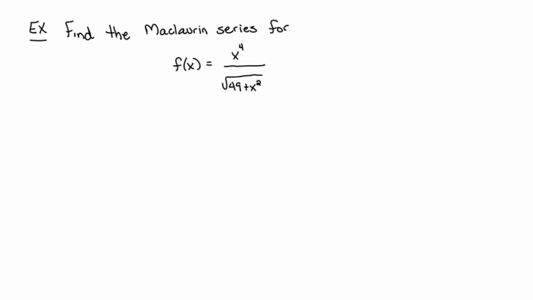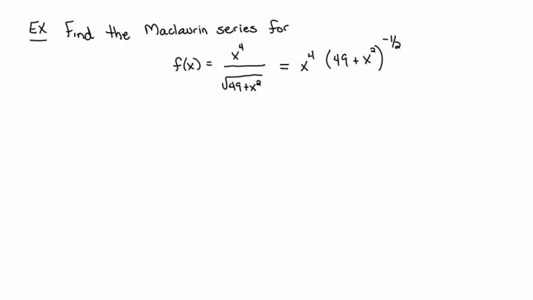Now, why would I say that we need to use the binomial theorem here? It is because this is actually x to the fourth times the quantity 49 plus x squared to a power. And the power here is the negative 1/2 power. And so in this case, to find a Maclaurin series here, we're going to need to use the binomial theorem or the binomial series expansion with the knowledge that our power is negative 1/2. So let's go ahead and remind ourselves of the theorem.